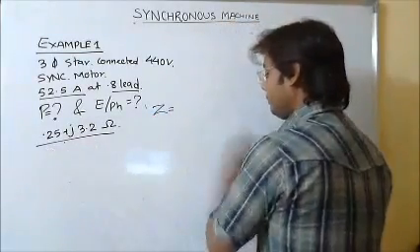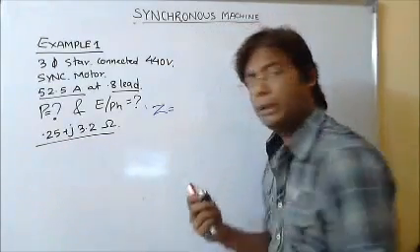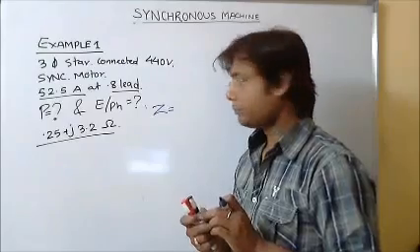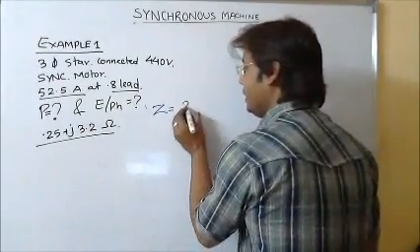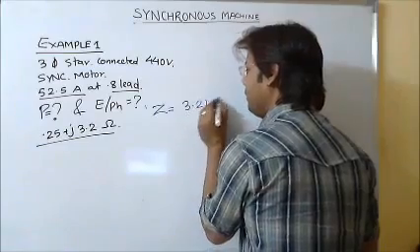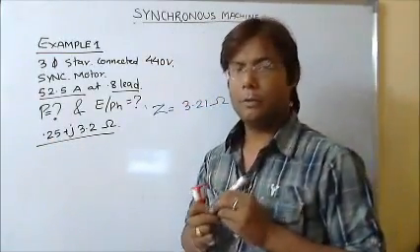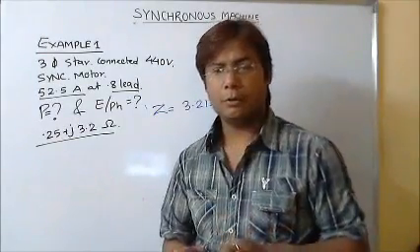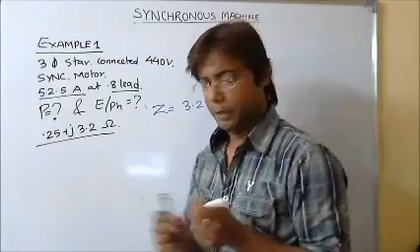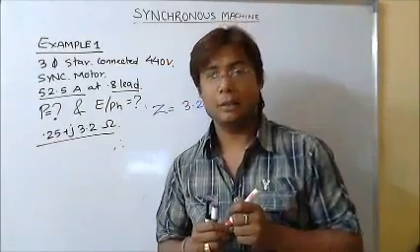The Z will be equal to, since this is right now in rectangular form, I have to convert it into magnitude form. By solving, the magnitude: 0.25 square plus 3.2 square under root will give me Z equals 3.21 ohms. Therefore, I can find the impedance angle, that is beta.